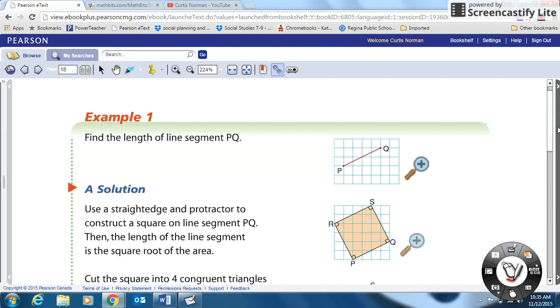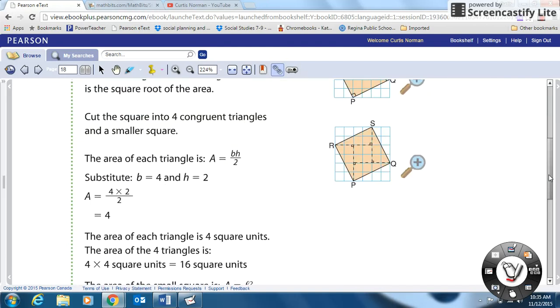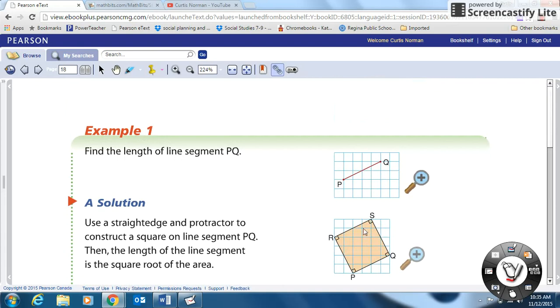If you get stuck, the cool part about the E Pearson is it kind of helps you out here, and you can kind of follow along and see if you're doing it right. Okay, so if you get a chance, answer the line segment PQ, what the length is, in the Edmodo section.